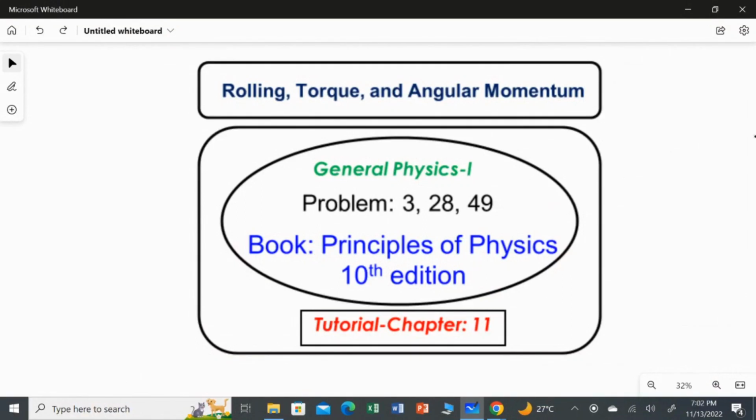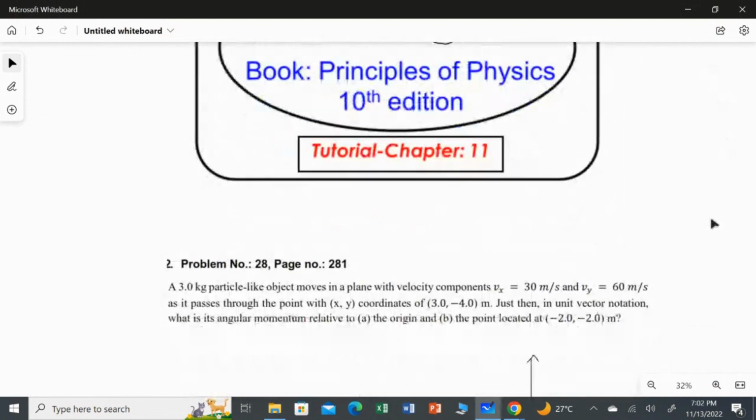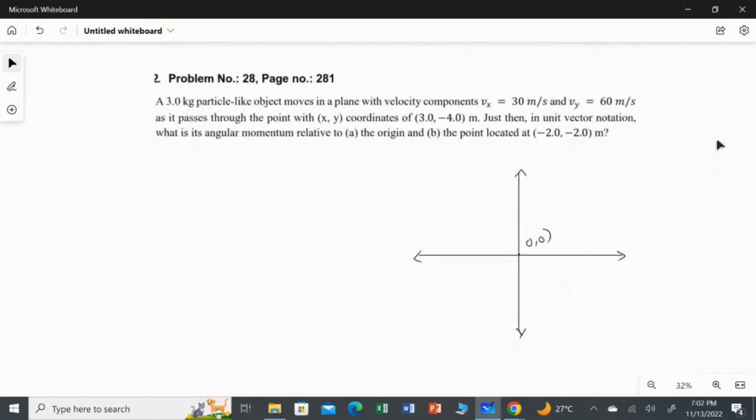In this video, I'm going to solve the second question from chapter 11, rolling torque and angular momentum. Actually, this question 28 is related with angular momentum. Let's read the question. What is given in the question?